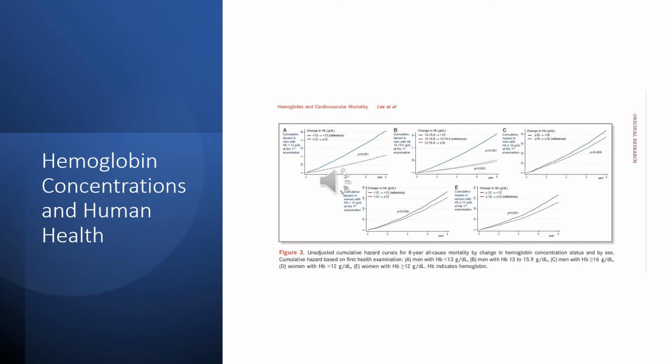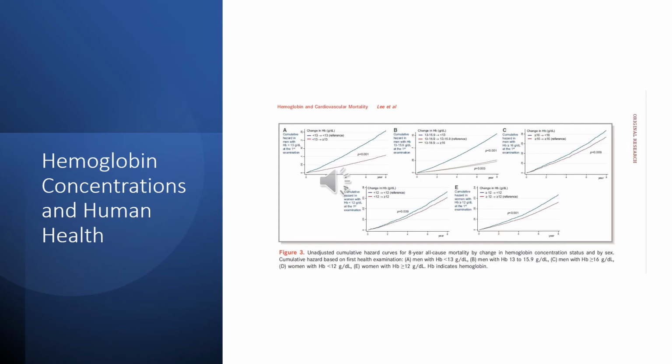The study found that having either low or high hemoglobin counts will increase one's risk of cardiovascular disease and all-cause mortality. High hemoglobin concentrations of greater than or equal to 160 grams per deciliter for men and greater than or equal to 140 grams per liter for women increase risk of cardiovascular disease and all-cause mortality, but not as greatly as low hemoglobin concentrations.